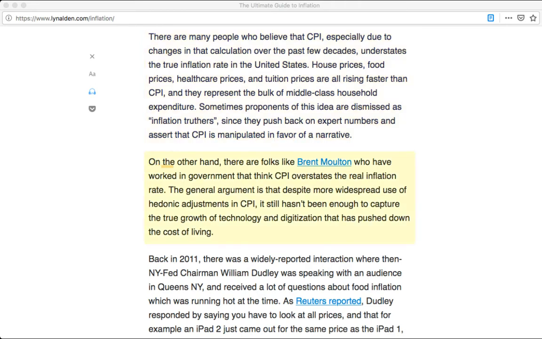On the other hand, there are folks like Brent Moulton who have worked in government that think CPI overstates the real inflation rate. The general argument is that despite more widespread use of hedonic adjustments in CPI, it still hasn't been enough to capture the true growth of technology and digitization that has pushed down the cost of living.